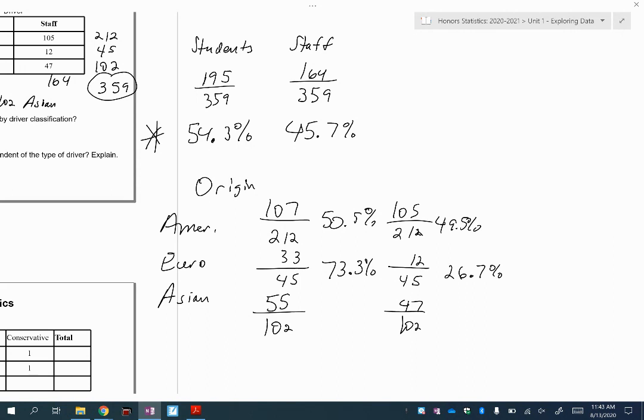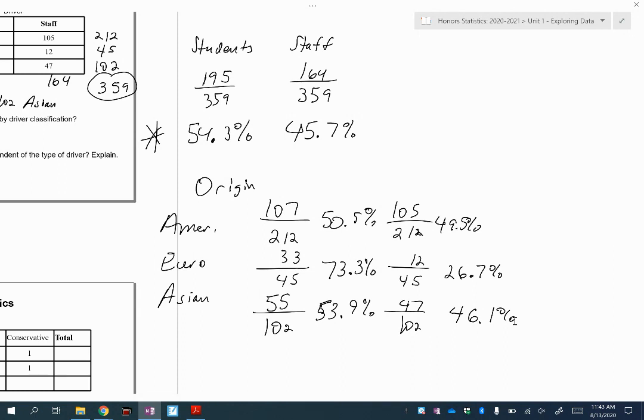All right, and finally for the Asian cars, we have 53.9%, and 47 over 1 and 2 is 46.1%. Now, that one actually is fairly close. That's less than a percentage point away from the original. So if all of these percentages were in that range that I found when I did the Asian calculations, of about 54% and 46%, I'd feel pretty confident saying that they're independent. But I'm going to say that they're not independent.